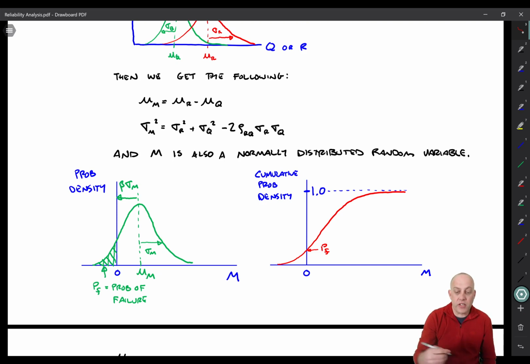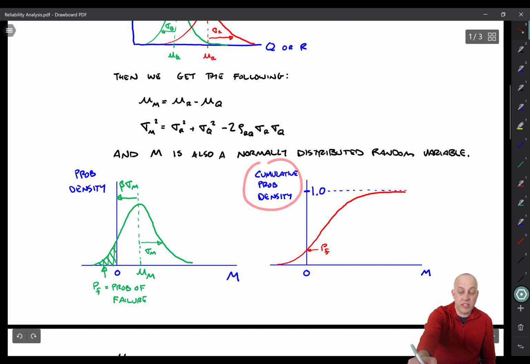Alternatively, we can plot the cumulative probability density function, which is just the integral of this as you go along. And in that case, the point of crossing here of 0 is equal to the probability of failure. So that value is equal to this integral if we do the cumulative probability density function.